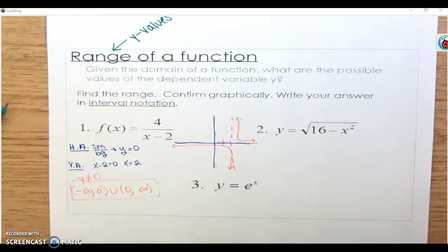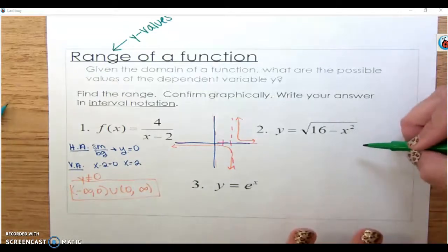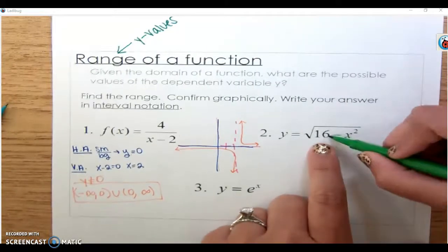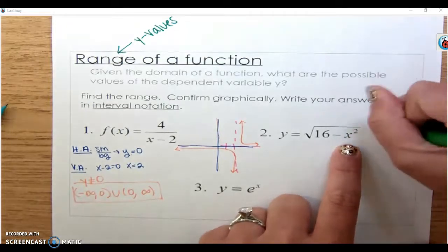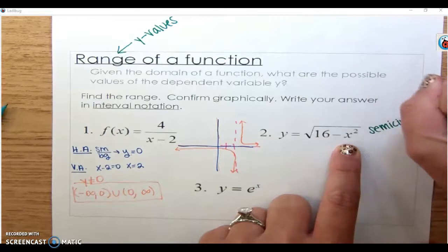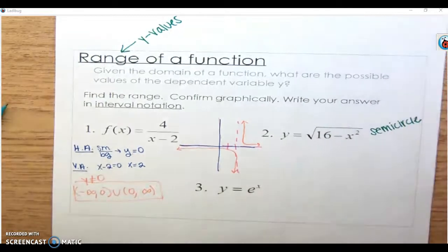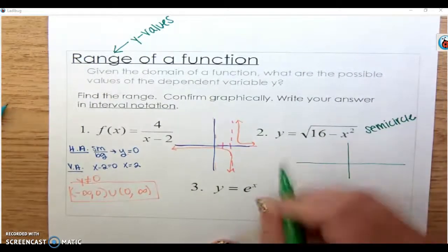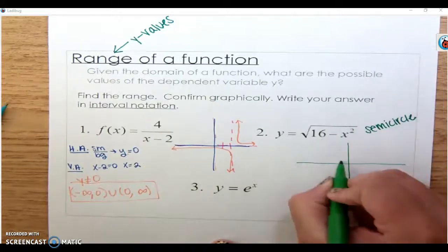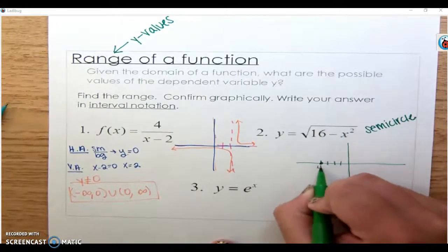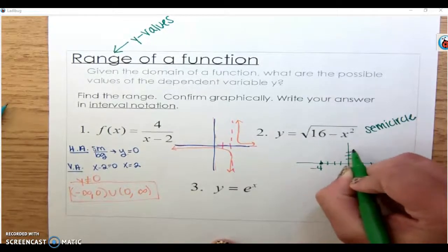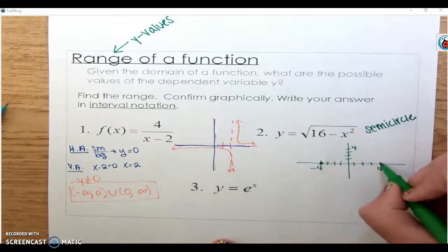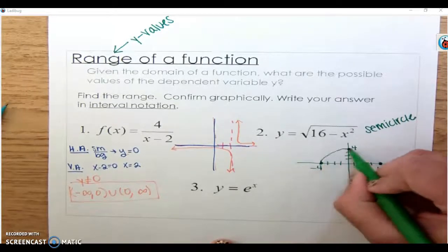Okay. For the next two, we're just going to use the graphs. So on number 2, when you have y equals the square root of, this is a perfect square, 16 minus x squared, this is going to make a semicircle. And to make the semicircle, the square root of this 16, which is 4, tells you how far over you're going to go, and it tells you how high you're going to go. So this makes half of a circle. It's called a semicircle. And the graph's going to look like this.